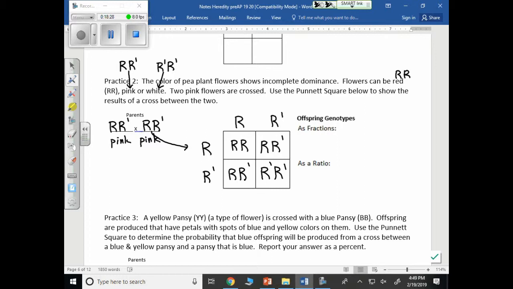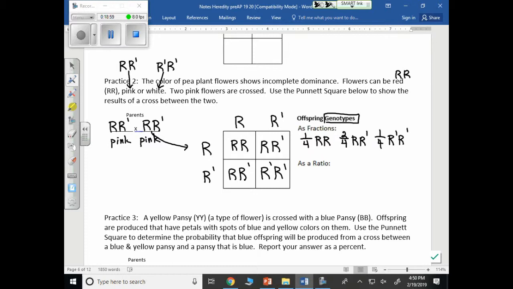Okay. Since we wrote our letters like this, that's going to help us remember they're incomplete. I don't want you to think red can cover up white, and we don't want to give white a little r. We want to use that R prime for it. So this one we're asking for genotypes, and we're going to go as fractions. Genotypes are the letters. So we're going to write 1 out of 4 RR, 2 out of 4 R R prime, and then 1 out of 4 R prime R prime.